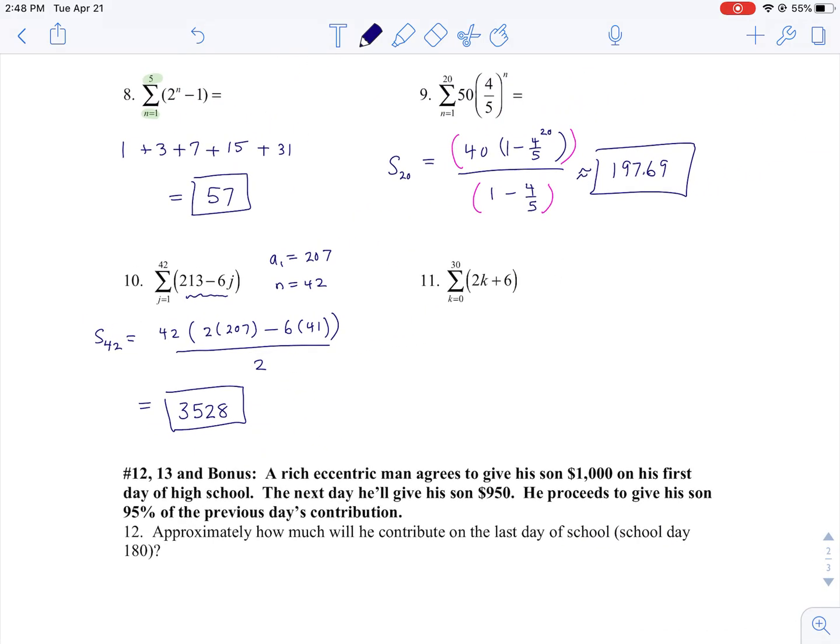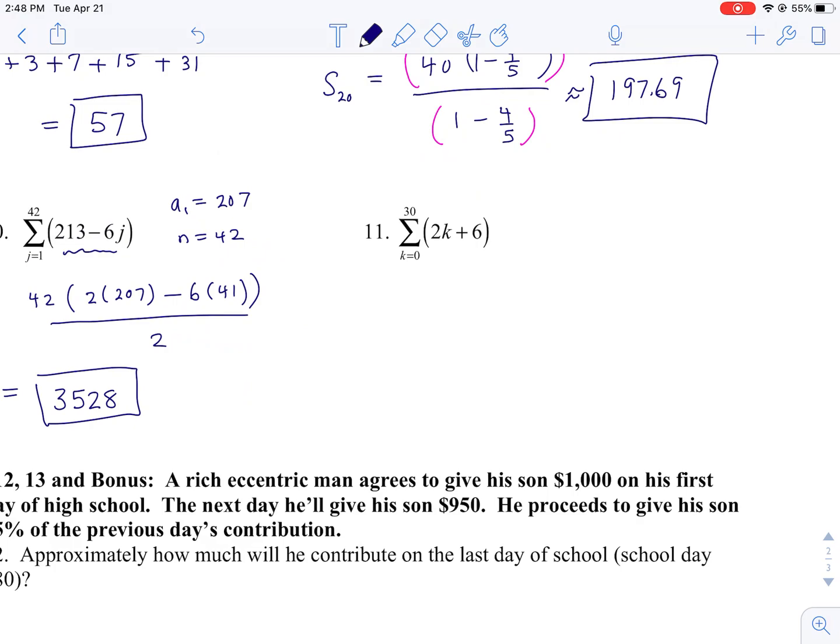All right. And we got one more here. This is also arithmetic because this is linear, right? The common difference is 2. Now be careful. The first term is actually, this is tricky. You know, really the first term, because your index starts at 0. So your first term is actually 8, right? And the number of terms is actually 31.